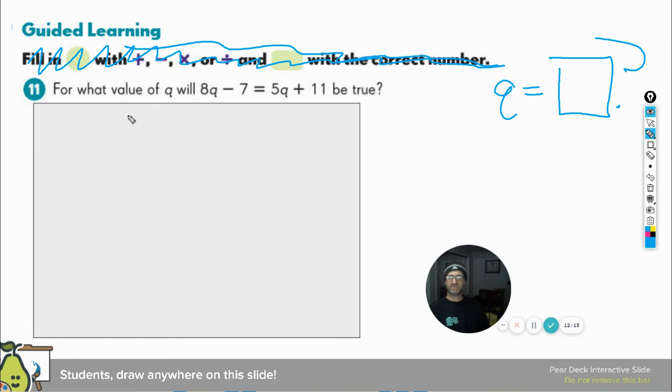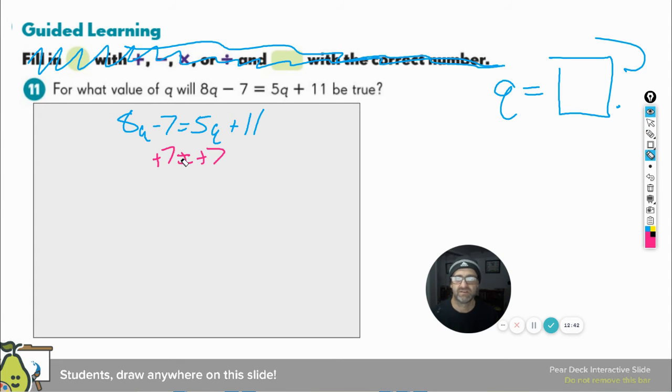Q equals what? So we go 8q minus 7 equals 5q plus 11. Be brave. Pause me. I'll be back in 5 seconds. All right, here we go. Did anybody see that -7 right away? Me too.